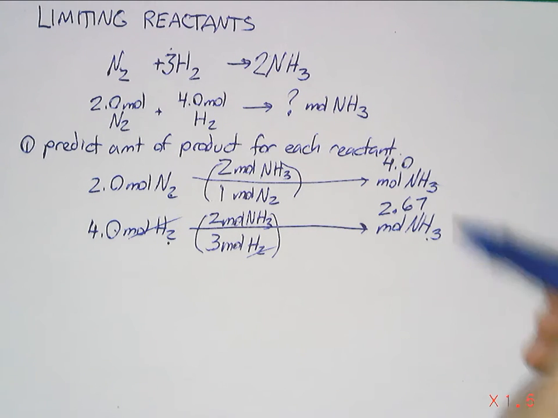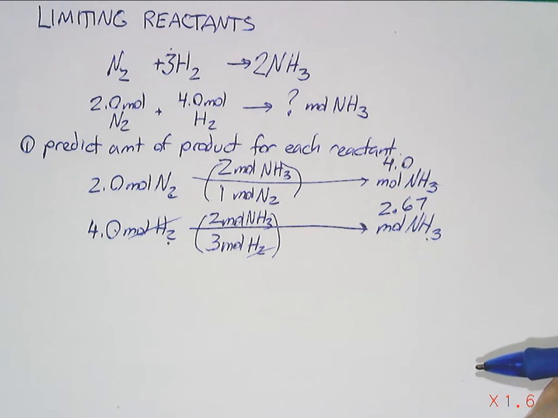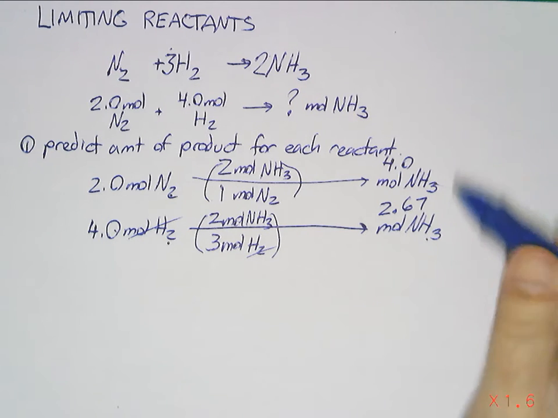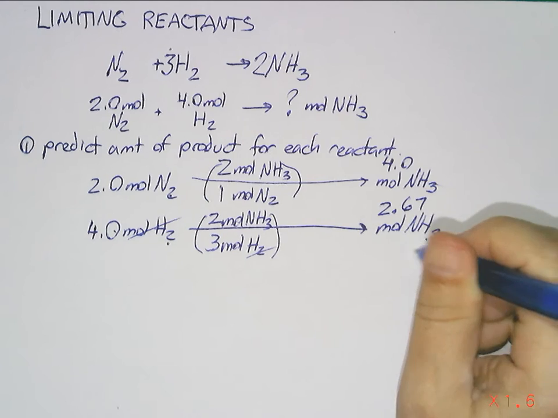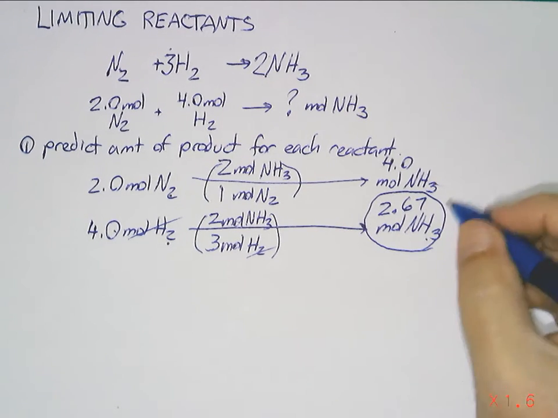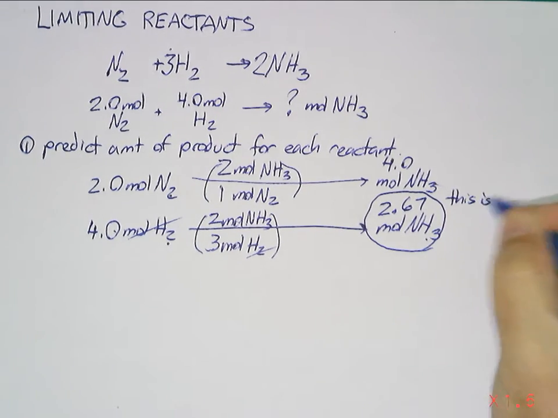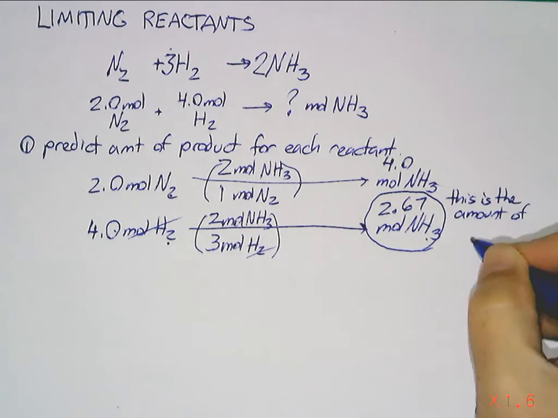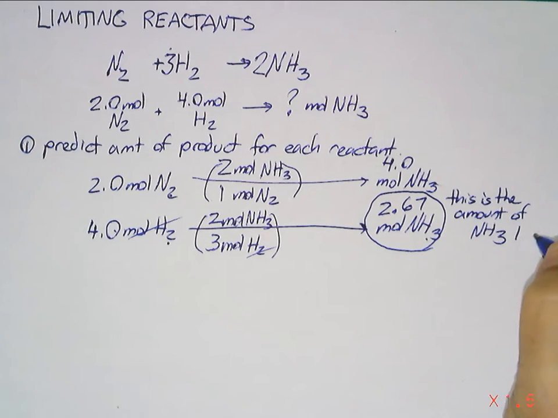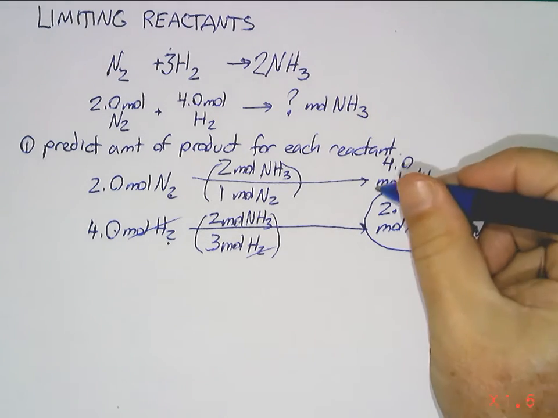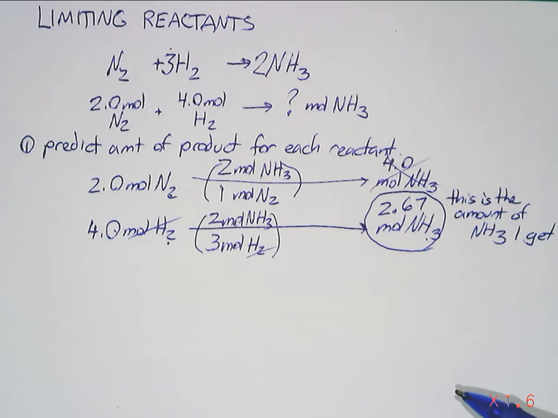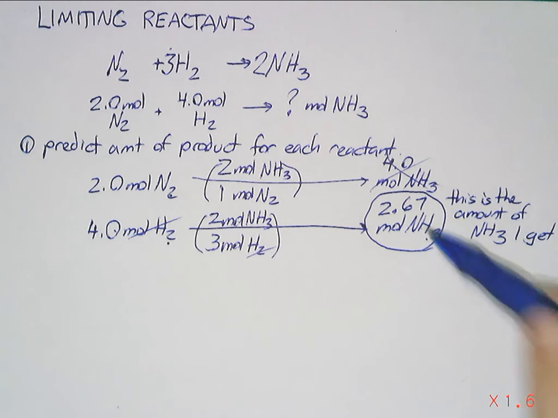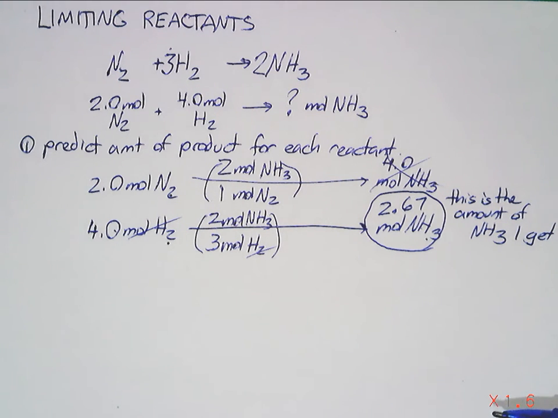So what's it going to be? Which amount of NH3 am I actually going to get? Well, we saw in the last video that you're always going to get the lesser amount. And I don't do anything further with that. I just throw the result of that calculation away. It's the one that gives you the lesser amount of product that you're going to take as your answer.